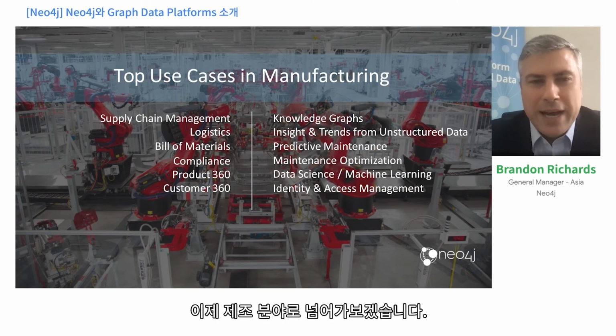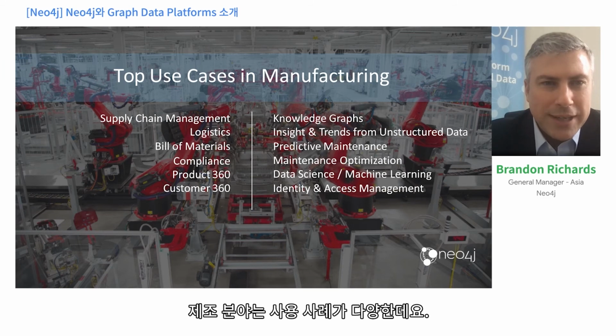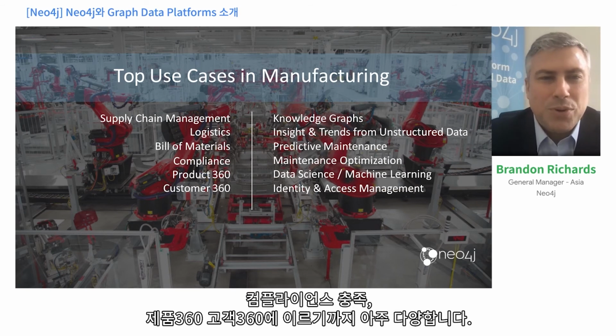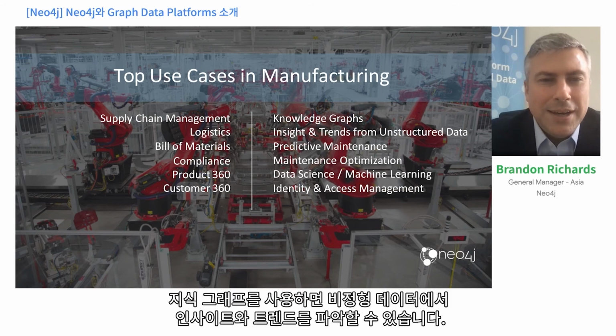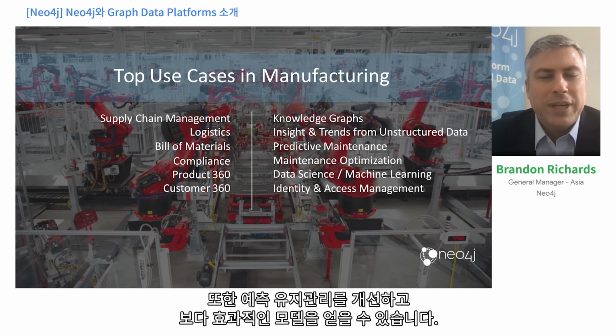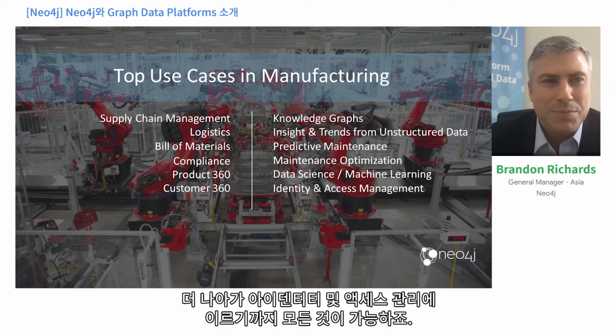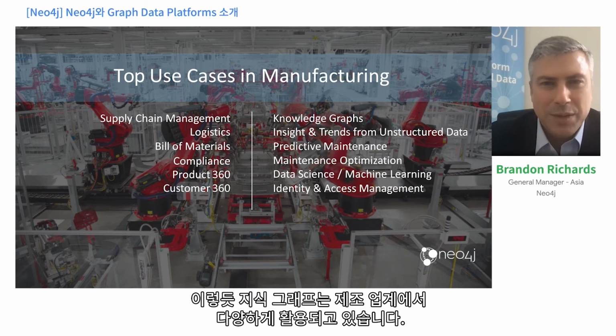So let's switch gears to manufacturing. Lots of use cases in manufacturing, from supply chain management to logistics. You can get into the bill of materials and get into a granularity there of the lineage of things. Compliance use cases, product 360, customer 360. We see knowledge graphs trying to get insight and trends from unstructured data, improving predictive maintenance, being able to have better models for that, maintenance optimization, data science and machine learning, and of course, identity and access management. So lots of different use cases we're seeing in manufacturing.